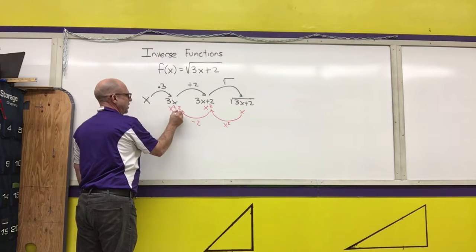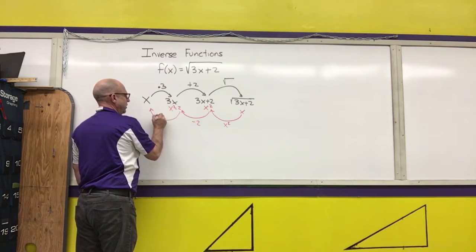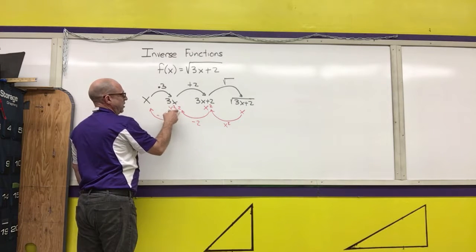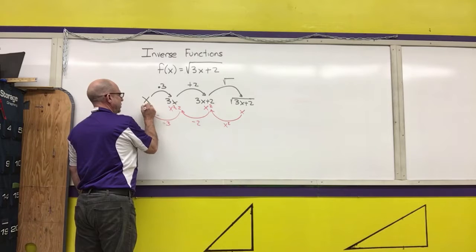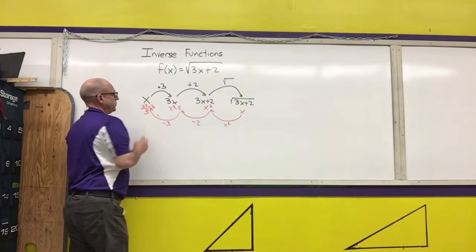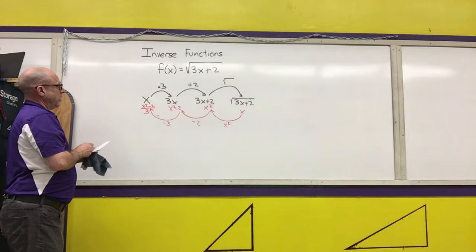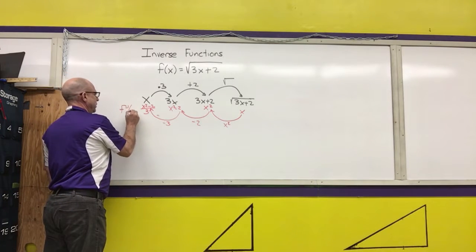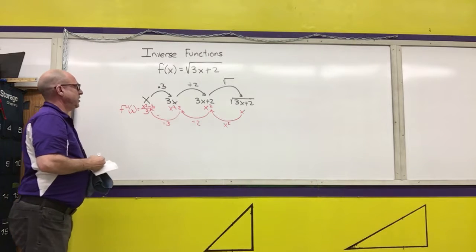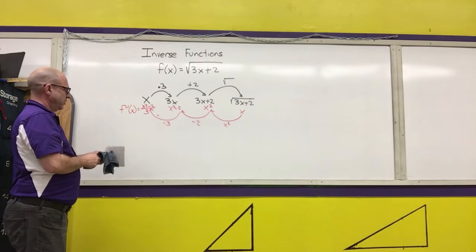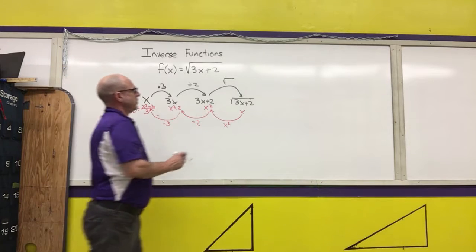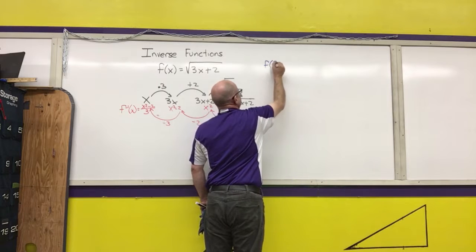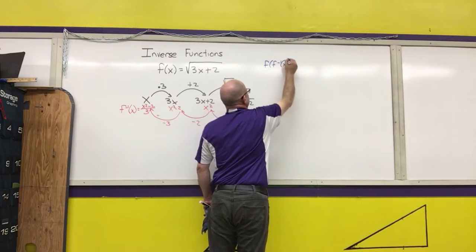And I undo multiplying by 3 by dividing by 3. And that gives me x squared minus 2 all over 3. Now I'm going to call that f inverse of x. And I am going to actually check to verify that these functions are inverses of each other. So first step is to find f of f inverse of x.